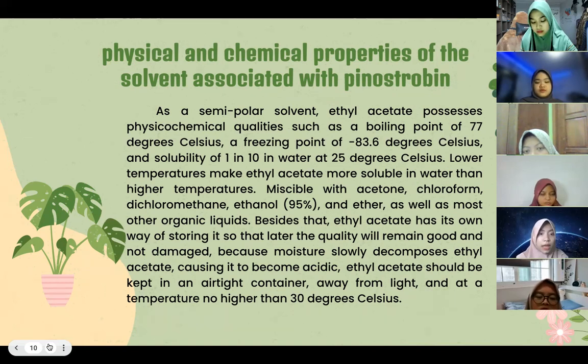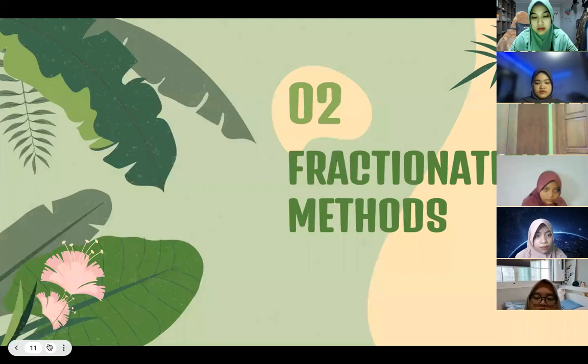Besides that, ethyl acetate has its own way of storing, so that the quality will remain good and not be damaged. Because moisture slowly decomposes ethyl acetate and can cause it to become acidic, the ethyl acetate should be kept in an airtight container away from light and at a temperature no higher than 30 degrees Celsius. Next. And then for the next chapter, we have the fractionation method.